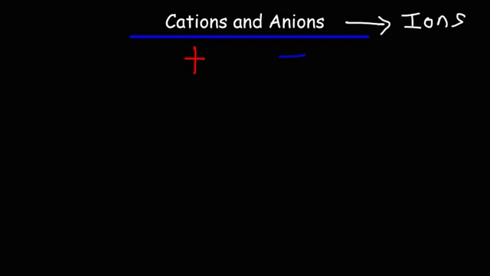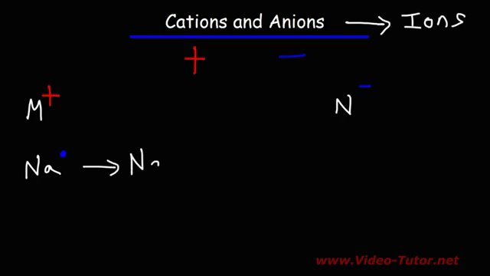Now you might be wondering, how are cations formed? And what about anions? Metals typically form cations, and nonmetals typically form anions. Let's use sodium as an example. Sodium is on the left side of the periodic table. It's in group 1A, and as a result, it has one valence electron. When sodium gives up that one valence electron, it becomes a metal cation.